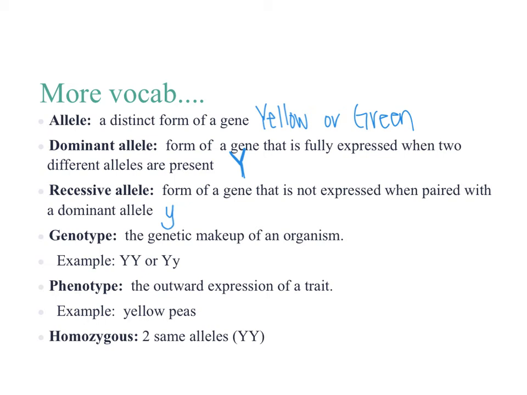Next is a genotype. The genotype is the genetic makeup of an organism. And I remember this one by geno. So by geno, think genes. So what are the genes of this organism? So there are 2 options when we looked at that F1 generation. So the first option could be you're getting the yellow gene from each the mom and the dad. So your genotype would be YY. Or you get a yellow gene from the mom or a green gene from the dad, and your genotype would be capital Y, lowercase y.